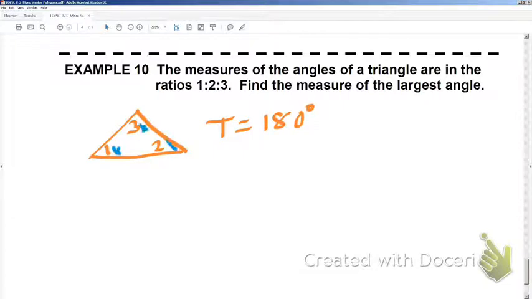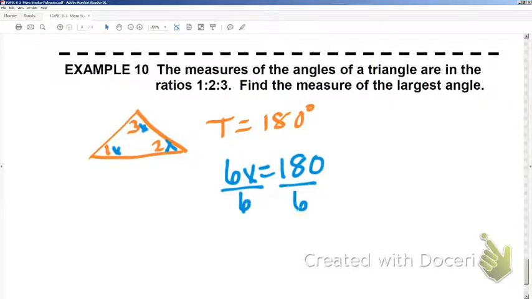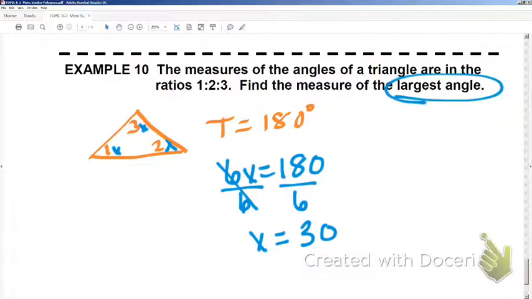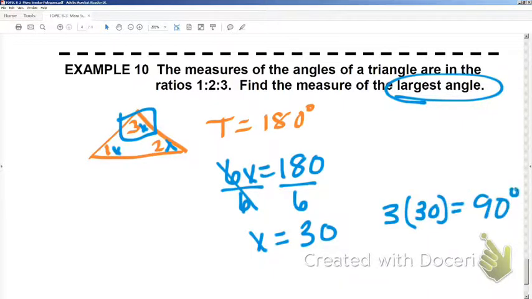Put an x behind each one. 1 plus 2 plus 3 is 6. So 6x is equal to my total degrees, 180. Divide it by 6, and that will give me my x, which is 30. We need to find the measure of the largest angle, which is our 3x. So 3 times 30 equals 90 degrees, so this was actually a right triangle. And that is my final answer.